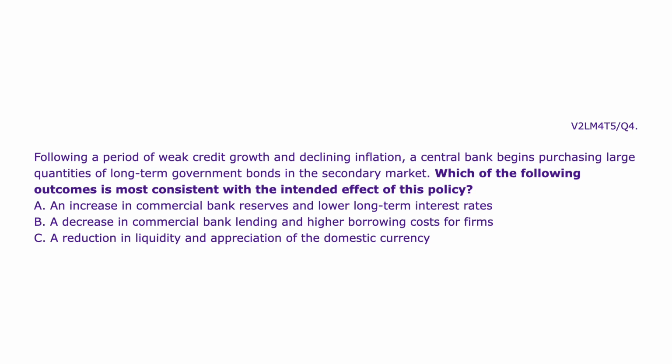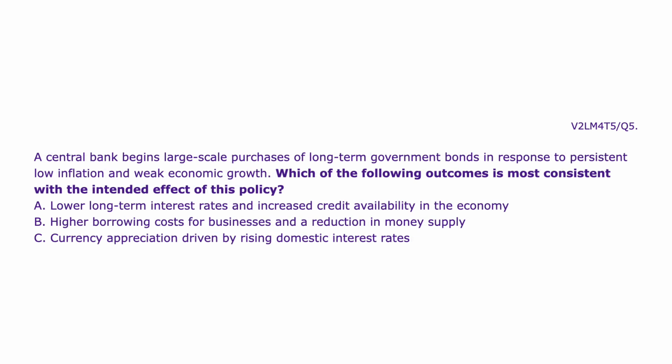Following a period of weak credit growth and declining inflation, a central bank begins purchasing large quantities of long-term government bonds in the secondary market. Which of the following outcomes is most consistent with the intended effect of this policy? A. An increase in commercial bank reserves and lower long-term interest rates. B. A decrease in commercial bank lending and higher borrowing costs for firms. C. A reduction in liquidity and appreciation of the domestic currency.